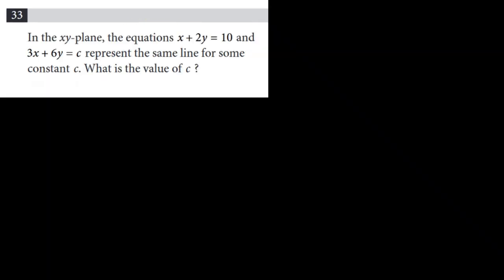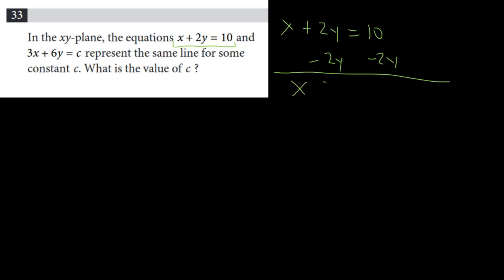For this problem, we're going to substitute like we did before. So I'm going to get x by itself. So we have x plus 2y equals 10. I'm going to subtract 2y from both sides. So now x equals minus 2y plus 10. From here, I want to substitute all of this into right there.